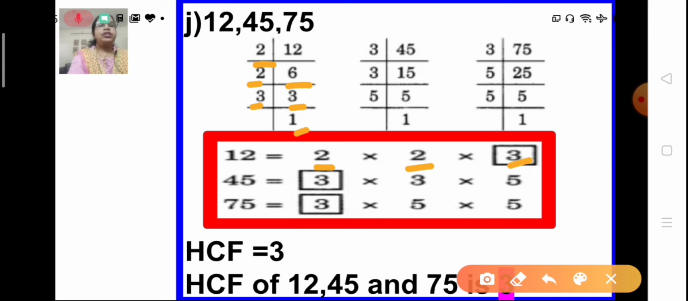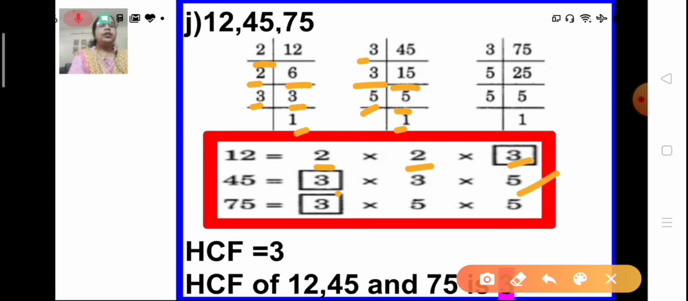Similarly, the prime factorization of 45, we start with the smallest prime number. It is not divisible by 2, so we move on to the next prime number, 3. 3 1s are 3, 3 5s are 15. So it is 15. This 15 is again divisible by 3, 3 5s are 15. And 5 is a prime number divisible by itself, 5 1s are 5. So what are the prime factors of 45? They are 3 into 3 into 5.